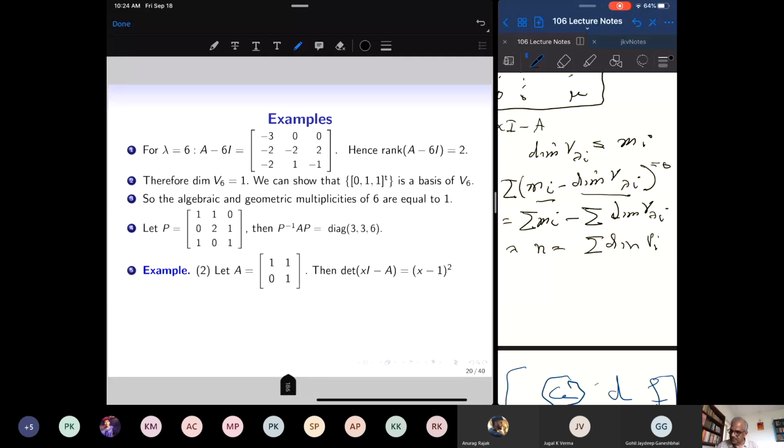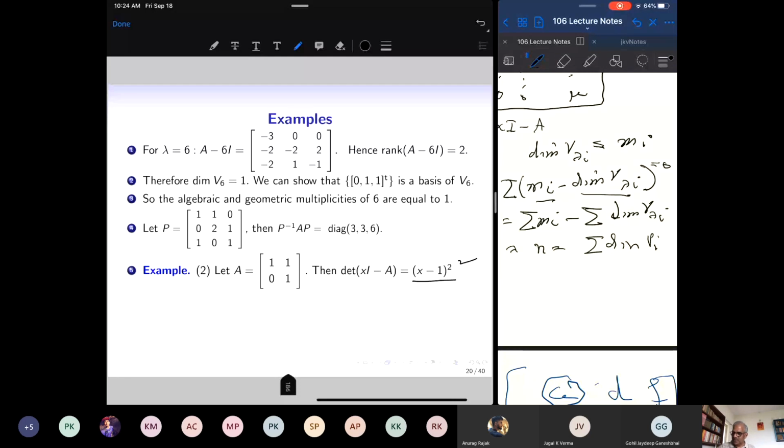Okay. Let's look at this matrix. Very simple looking 2 by 2 matrix: 1, 1, 0, 1. Let's calculate the characteristic polynomial. It is (x minus 1) squared. There is only one eigenvalue of this matrix. And so if this matrix was diagonalizable, then the eigenspace corresponding to eigenvalue 1 should be 2-dimensional, right? Because the algebraic multiplicity is 2. So the geometric multiplicity should also be 2 if A was diagonalizable.